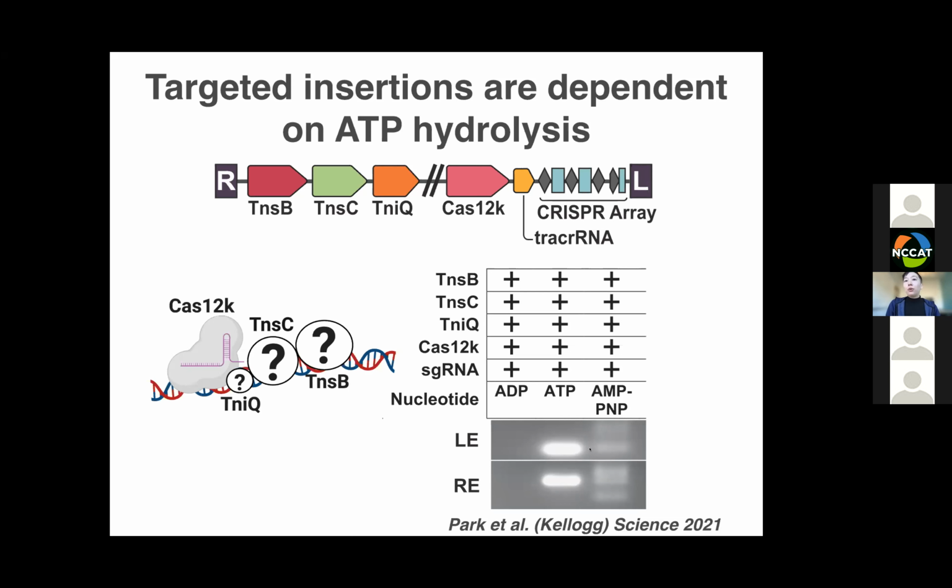And so what that told us was not only that ATP was required for transposition to occur, but that ATP hydrolysis is required for appropriate target site selection, for identification of the right target site. So what this indicated to us was that this TnsC protein, or this matchmaker, was playing a fundamental role in the whole process of directing insertions to the right target location.